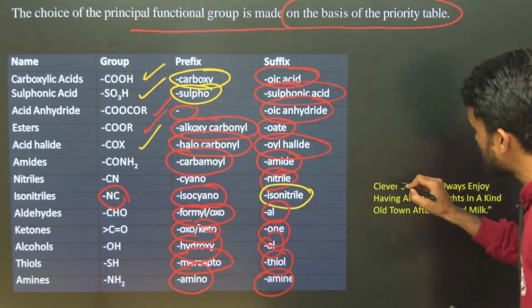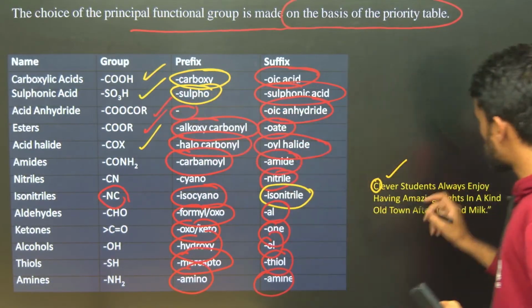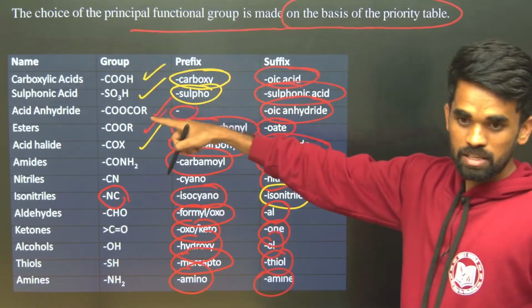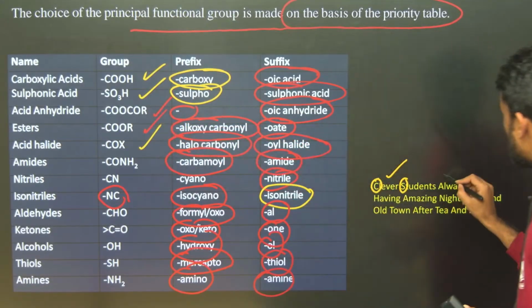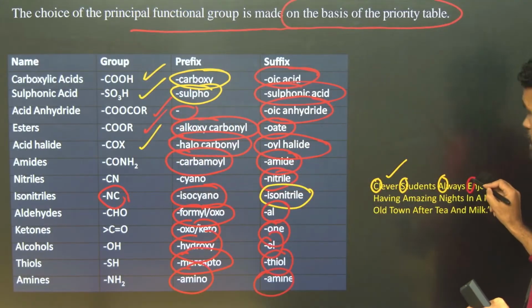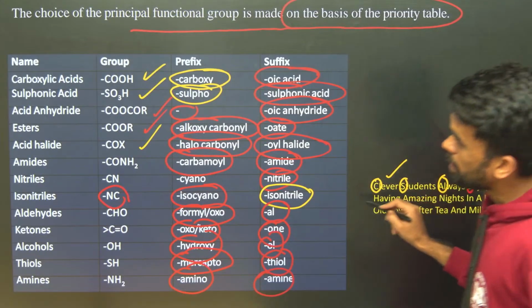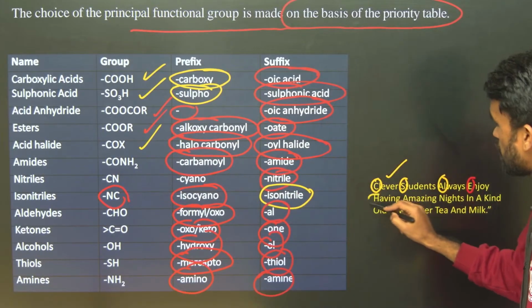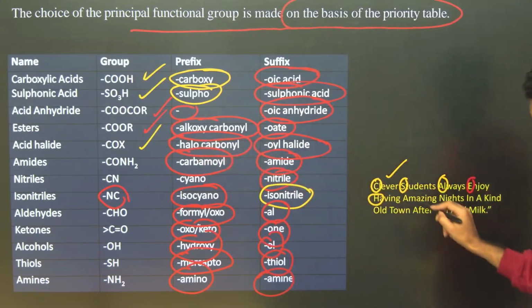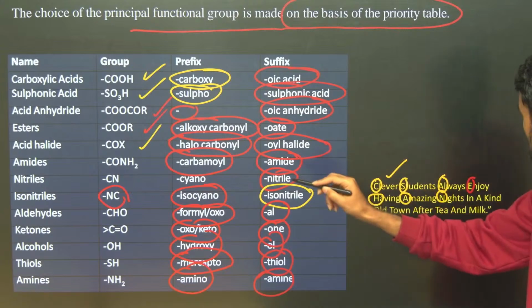Okay, so just see, clever, what is the letter starts here? C means what? Carboxylic acid. Student, S means sulfonic acid. Again always A, acid anhydride. Enjoys, E, esters. Next, what we have? Halides, having, acid halides. Next, amazing, amide. Nights, nitrile.